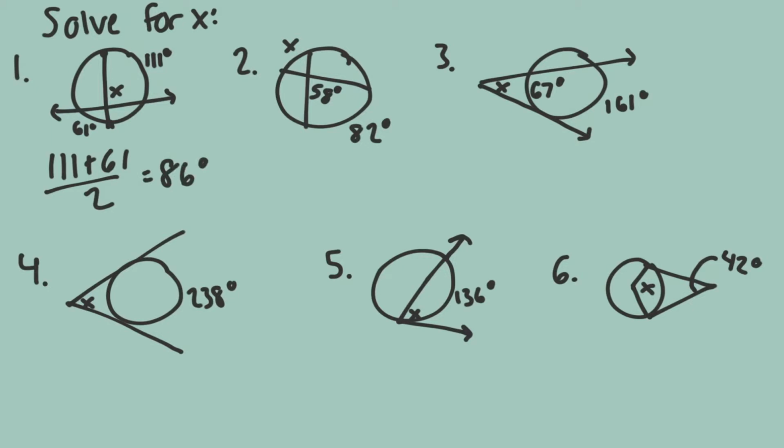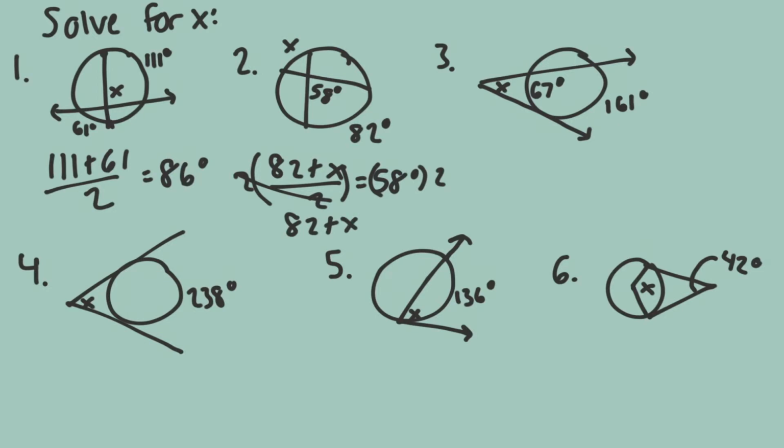This next one, the intersection is also inside the circle, so we add up the two arcs, 82 plus x, we don't know what that arc is, divided by 2, that equals 58 degrees, one of those angle measures. So we can multiply both sides by 2. Now we have 82 plus x equals 116, subtract 82, so x equals 34 degrees.